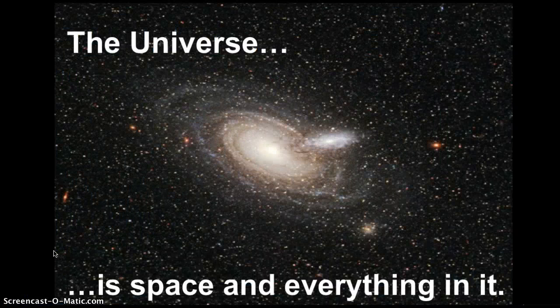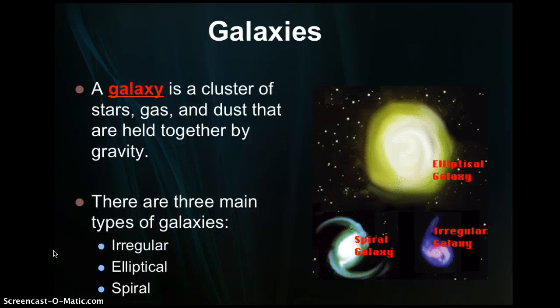Hey guys, so today we're going to break down things that are in the universe. It's important to know the different types of galaxies and the different types of stars and what happens during their life cycle. So we've already talked a little bit about galaxies in your packet. There are three main types of galaxies, and a galaxy is a cluster of stars, gas, and dust that's held together by our old friend gravity.